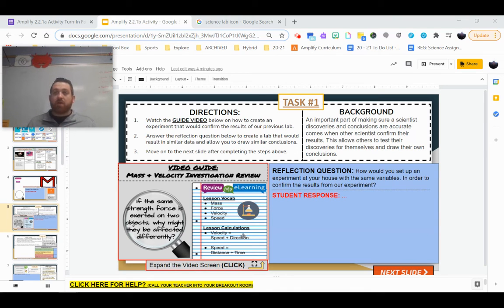So your job, ladies and gentlemen, now is to think about how you would create a lab with similar variables in order to confirm the results of our golf ball and ping pong ball test. Think about the things you have at home. Think about where you would set it up, how you'd set it up, and what things you would use. And from there, you're going to reflect and complete the reflection question.